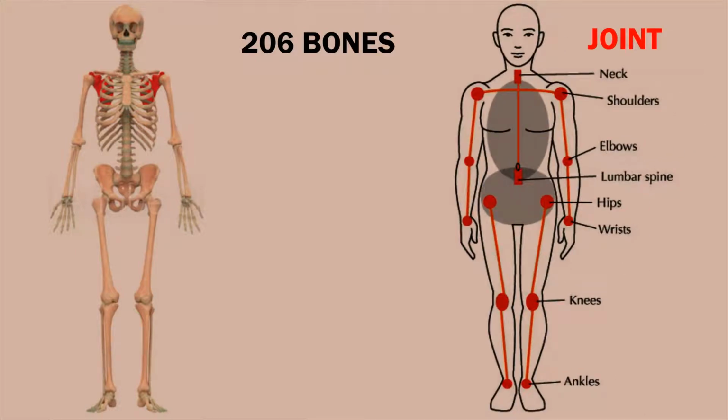In a mature human body, there are 206 bones. These bones are attached to each other at a point called a joint. There are around 360 joints in the human body.